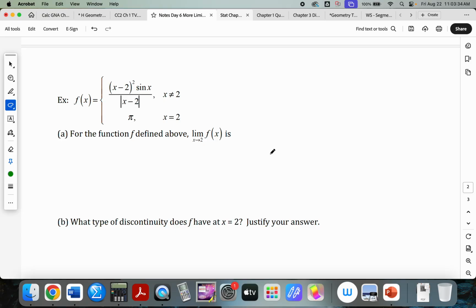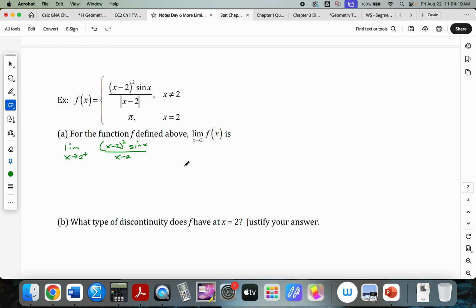All right, let's take a look at this one. For the function defined above, what is the limit as x approaches 2 of f of x? Anytime you've got an absolute value involved with that, we're probably going to want to look at the limit from the left and the limit from the right. So the limit as x approaches 2, I'm going to do it from the right first, of x minus 2 quantity squared sine of x over x minus 2.